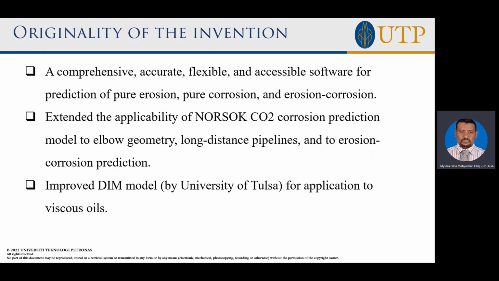For example, it includes the Northrop model for CO2 corrosion prediction. But we improved this model and extended its applicability to elbow geometry, long distance pipelines, and to prediction of erosion corrosion. The original model is only applicable for CO2 corrosion in very short piping systems.